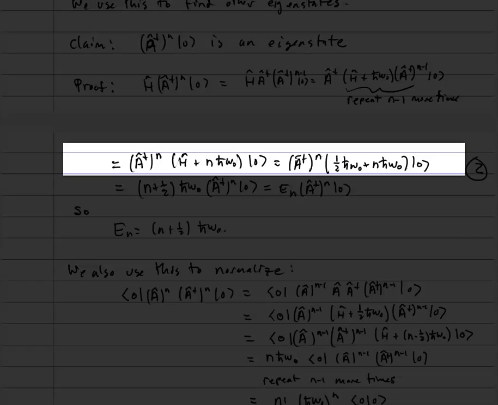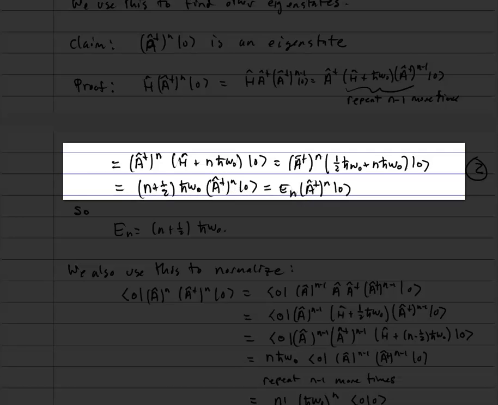It's 1/2 ħω₀ because that's an eigenvalue, eigenvector relationship between H and the ground state vector, ket 0. Okay, so that means that I have a number, n plus 1/2 times ħω₀, but numbers commute with operators. So I can move that all the way out to the left, and then I'm going to define E_n to be (n plus 1/2) ħω₀.